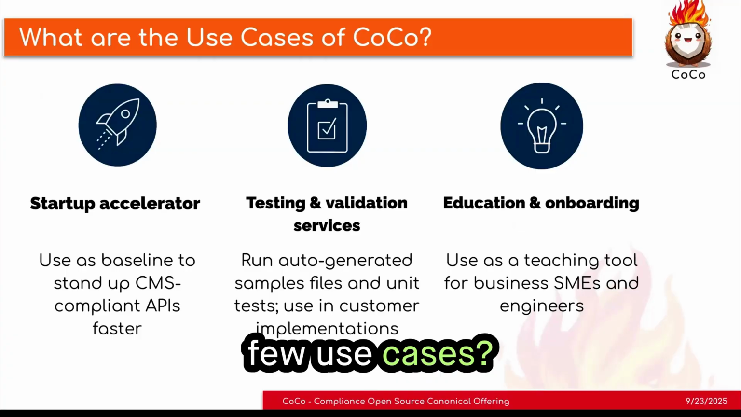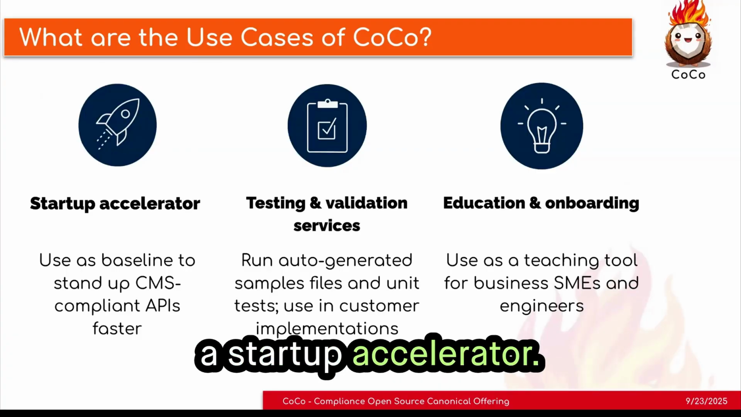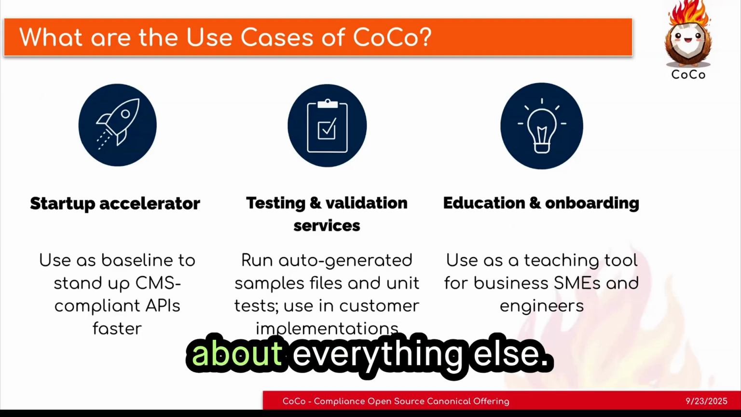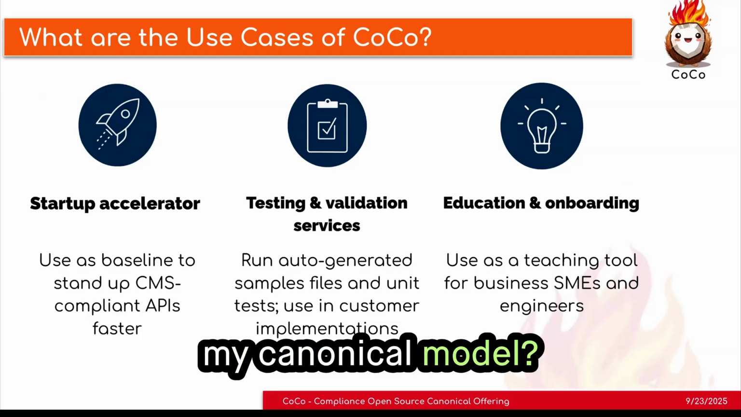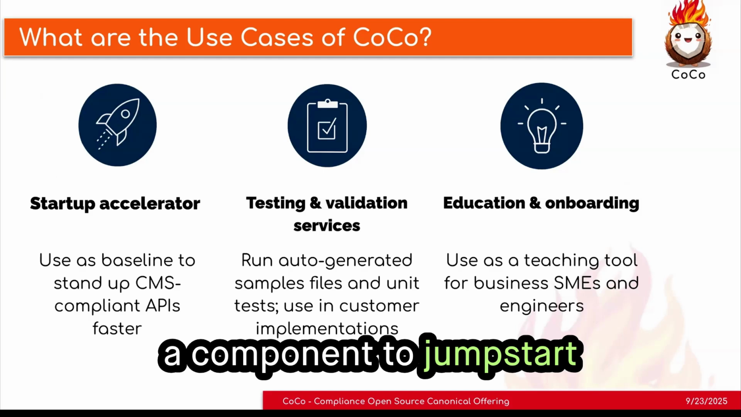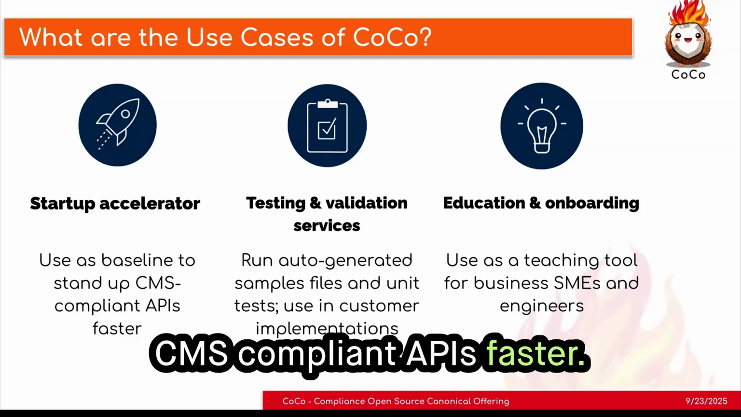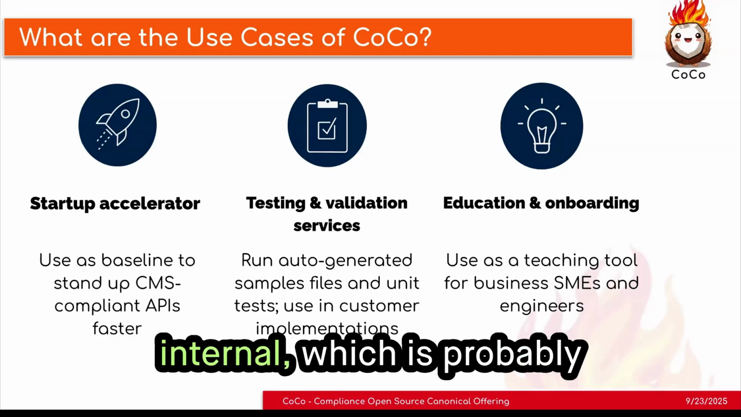So what are a few use cases? I'm just going to run through these quickly. One use case could be a startup accelerator. As you're getting started in the industry, you're trying to build something, you're thinking about everything else, and the last thing you want to think about is what do I need for my canonical model, or what do I pick? And this could be used as a component to jumpstart that to get to a place of CMS compliant APIs faster.